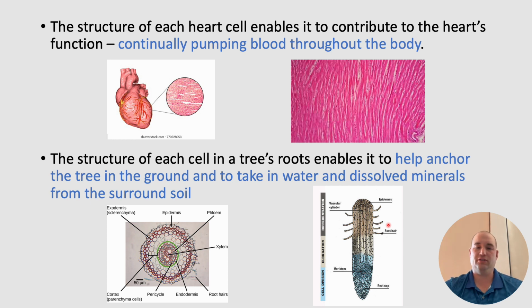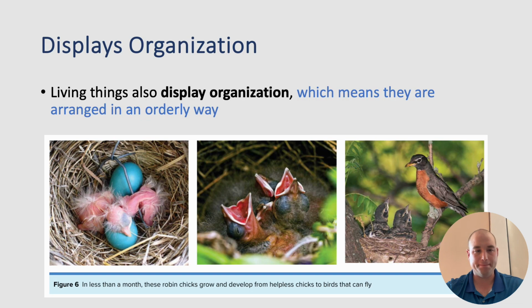So the structure of the cells and tree roots enables them to help anchor into the ground, like this one over here, or to take up water from the ground and dissolve minerals in order to provide nutrition to the plant. So our next characteristic of life is that they display organization.